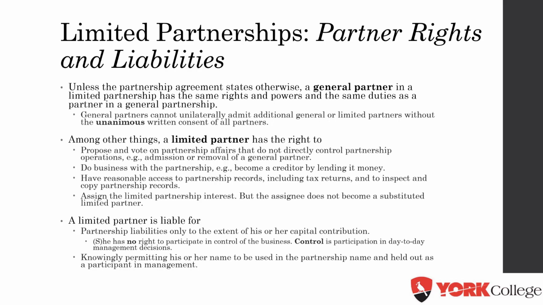So they can do so on things like whether or not to engage with a particular potential client or explore a potential business opportunity. They just can't vote on either the removal or the addition of another general partner. They're only a limited partner. They can do business with the partnership by lending it money. They have reasonable access to the partnership records, and they can inspect and copy those on a reasonable basis.